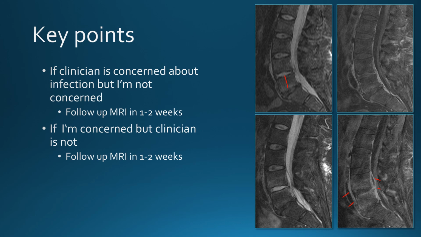Similarly, if I'm concerned, but the clinician is not concerned, we get a follow-up MRI in 1 to 2 weeks. Again, if things don't progress, then they're probably just dealing with degenerative disease. If they do progress, then we're dealing with a pyogenic infection.